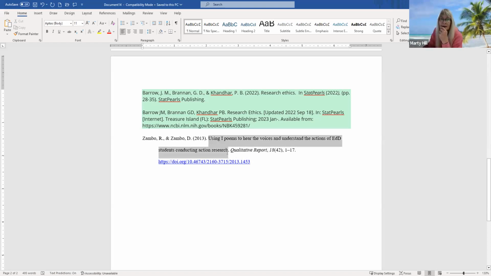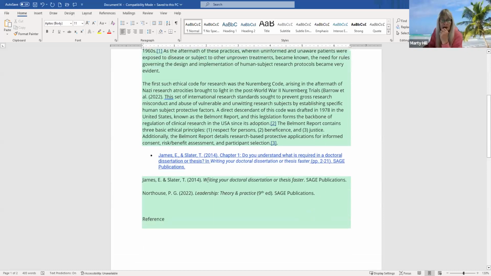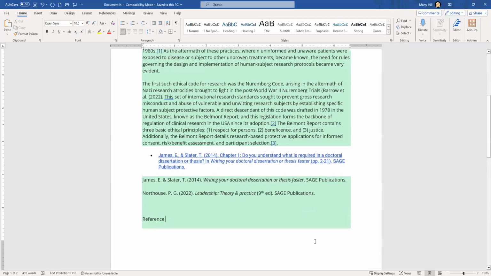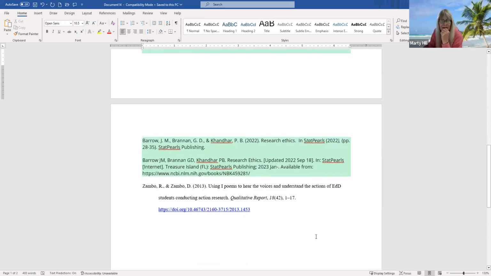So this is the title of the article. It is written in sentence case, the same as with a book. Book titles are written in sentence case. I'm glad you asked. I'm glad you brought that up because, boy, I sure don't want to confuse you all anymore. So this is a journal article.